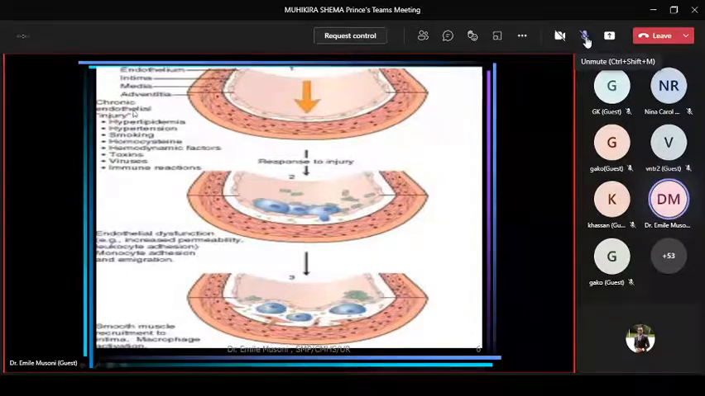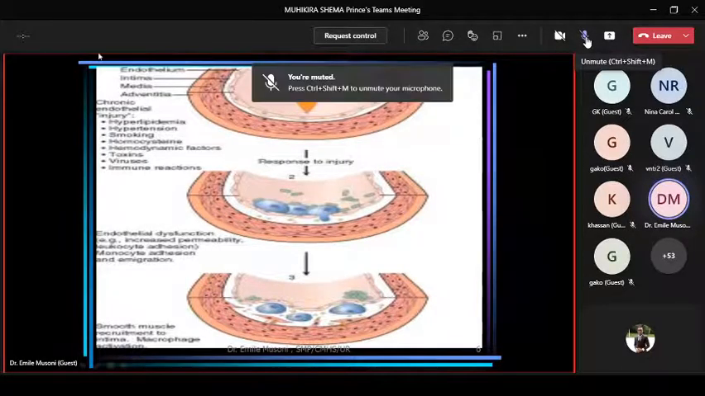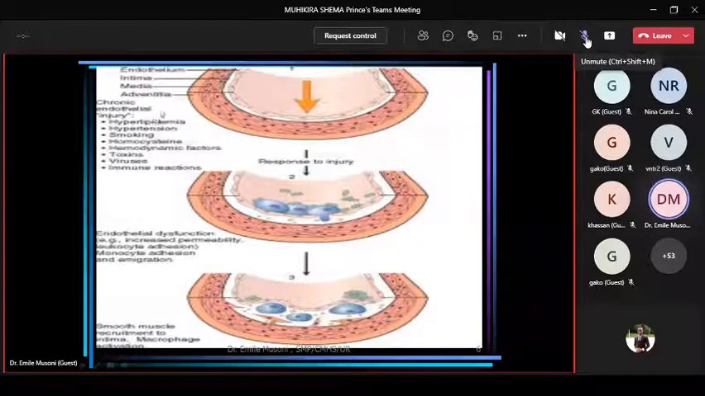So, injury to the endothelium can be caused by hyperlipidemia. Most of the time it is hyperlipidemia, because most atherosclerosis is caused by low density lipoproteins, the excessive accumulation of low density lipoproteins in the blood. It can also be caused by smoking, some toxins, some viruses, some immune reactions. They can cause an injury to the endothelial cells.